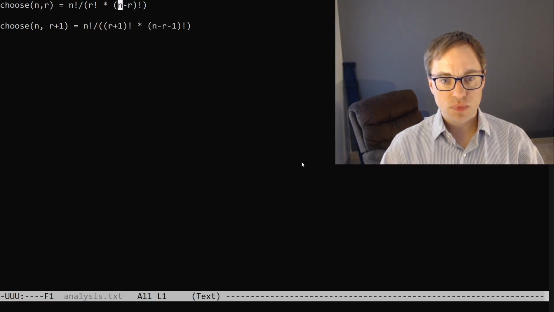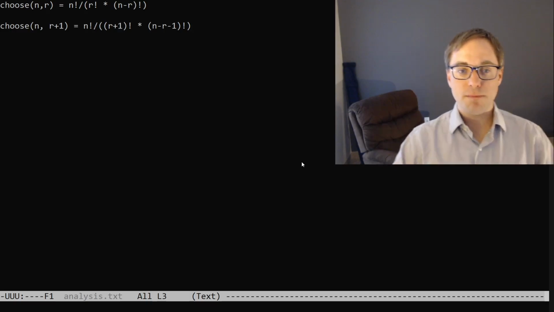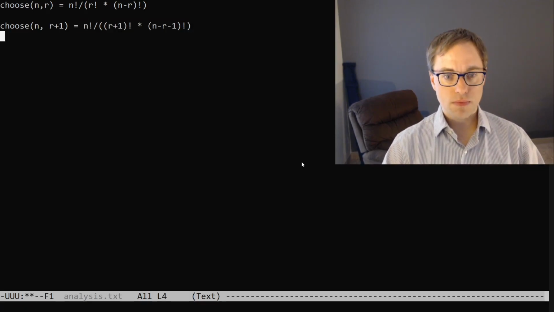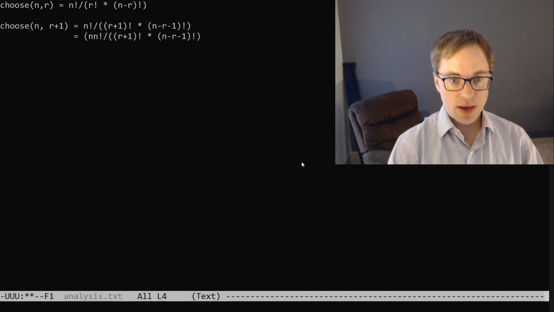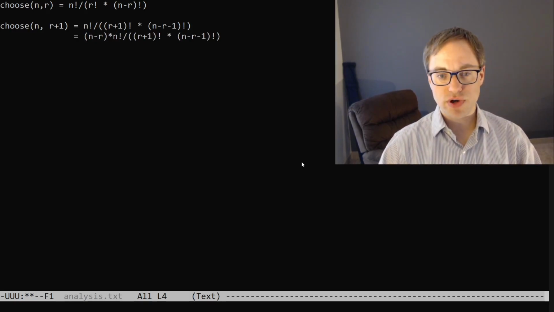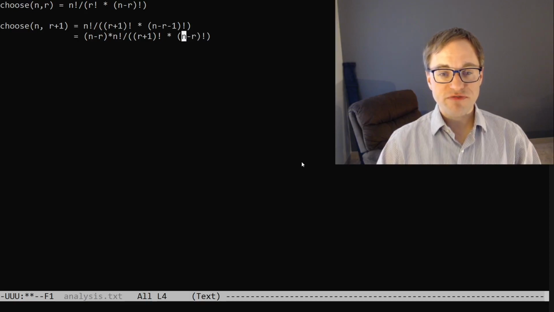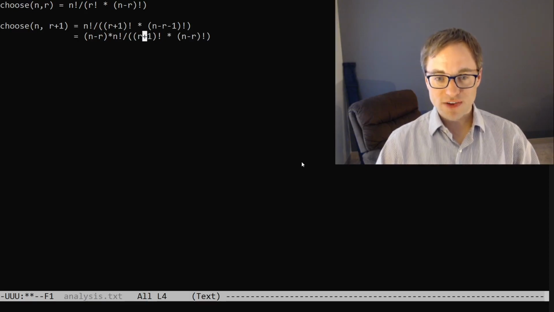And the first thing that we'll do is to multiply the top and bottom by n minus r. So let's do that. So here we'll say n minus r times n factorial. And multiplying these bottom terms by n minus r is going to turn this back into n minus r factorial. Then we can factor out an r plus 1 from this bottom term here.